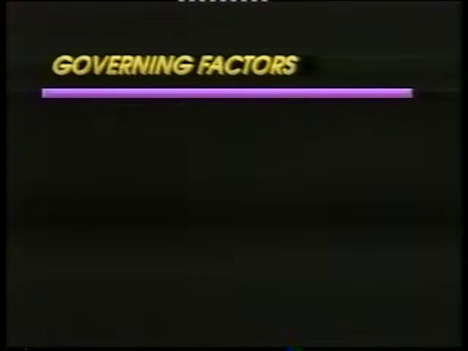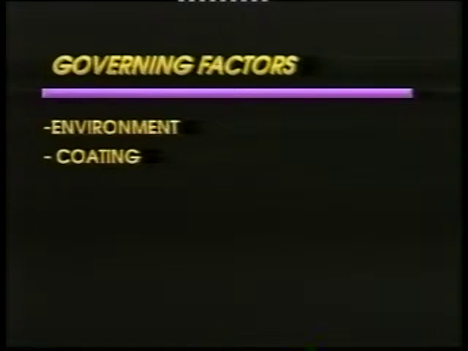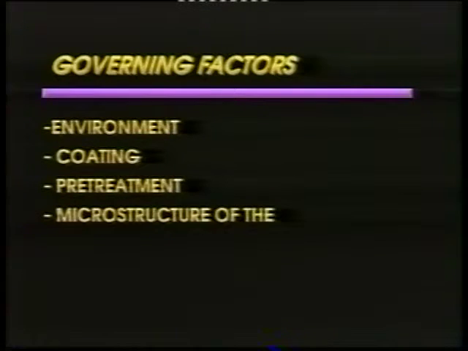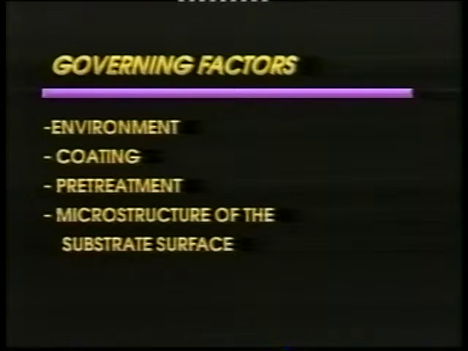There are several factors that influence the formation and growth of filiform corrosion. These are the environment, the type of paint, the pre-treatment of the surface prior to coating, and the microstructure of the metal, that is, alloy composition and morphology.